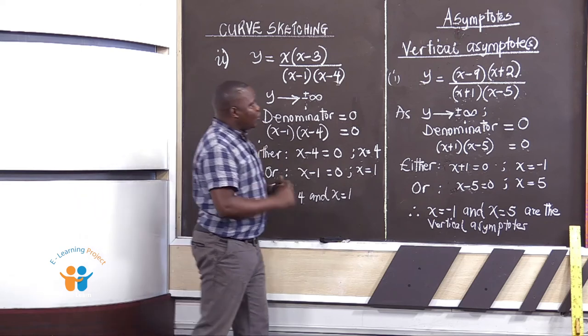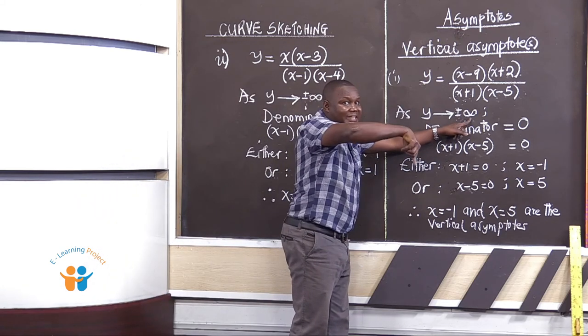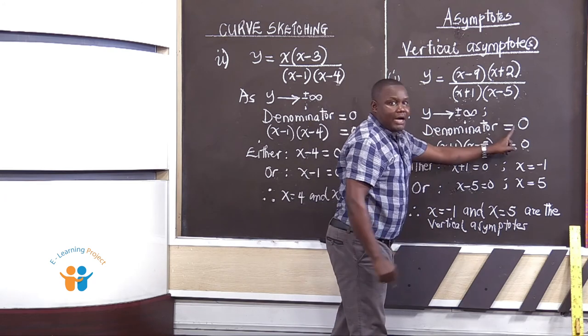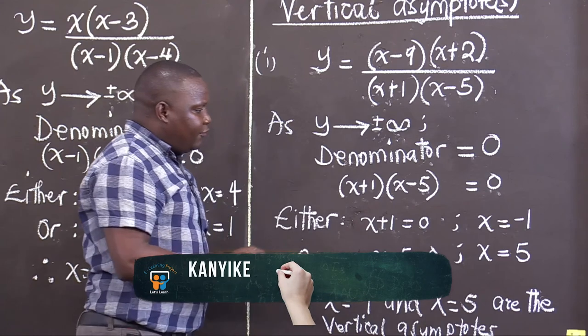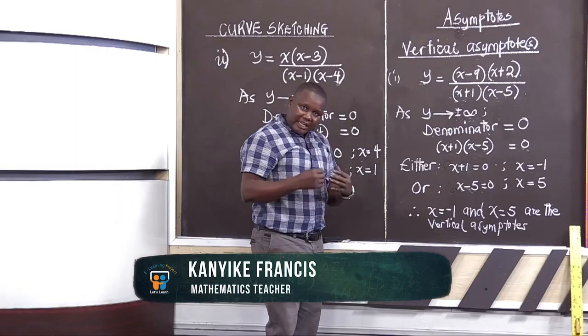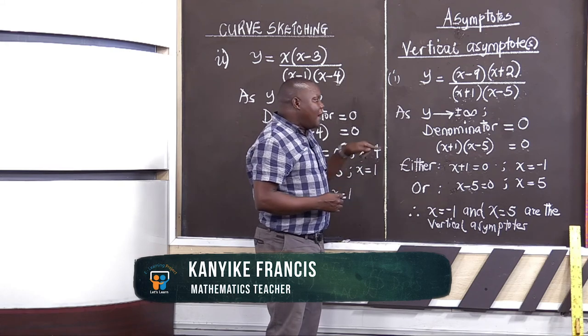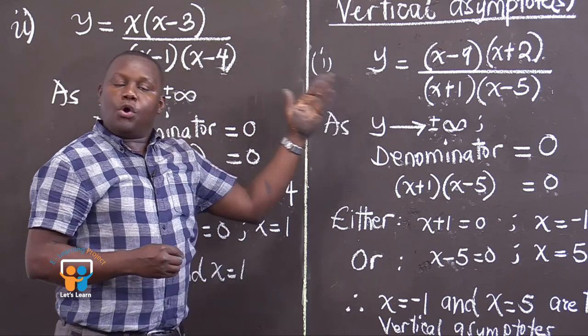The condition to take home is that y must tend to positive or negative infinity, and that when it does that, our denominator must become 0. All right? We're going to have a very, very short break. We're going to take a little bit of water. And then when we come back, we're going to talk about the horizontal asymptote of the curve.